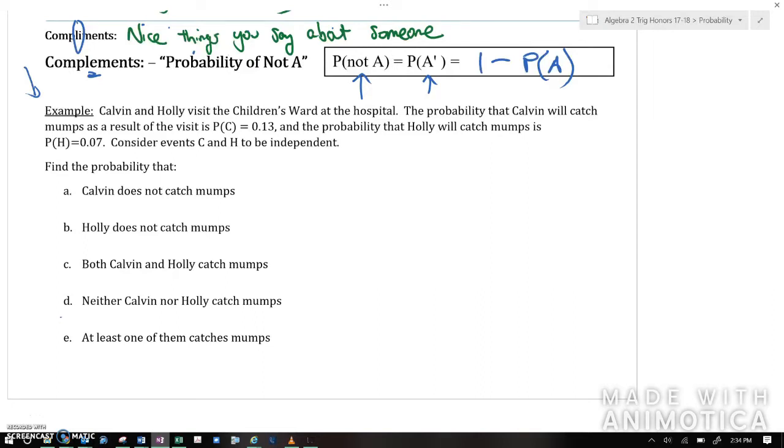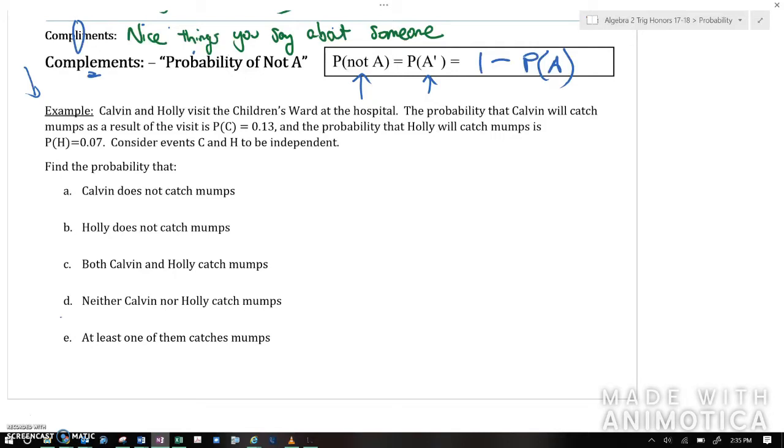And as promised, I'm going to walk you through this example on the back side of our second handout from class on Monday. So let's go ahead and take a look. Calvin and Holly visit the children's ward at the hospital. The probability that Calvin will catch mumps as a result of the visit is P of C, 0.13, and the probability that Holly will catch mumps is P of H, 0.07. And we're going to consider that C and H are independent events.